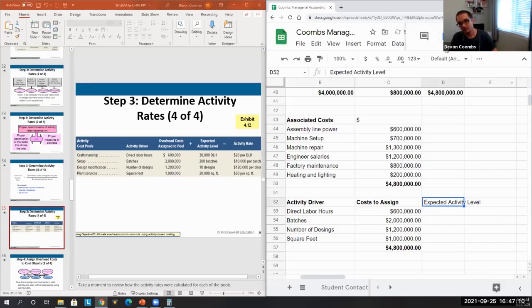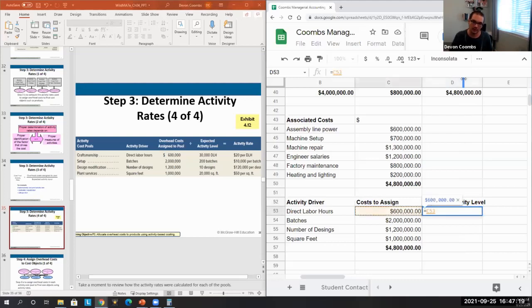This will be given to you. In your homework and quizzes, the expected activity level will be given to you. You'll just have to match it up and do the math and understand how to solve the word problems with it. It'll be a paragraph of word problems saying, here's your direct labor hours, here's your activity base, here's your cost to assign, and you'll have to figure out how to plug it into one of these equations. So expected activity level is the 600,000.